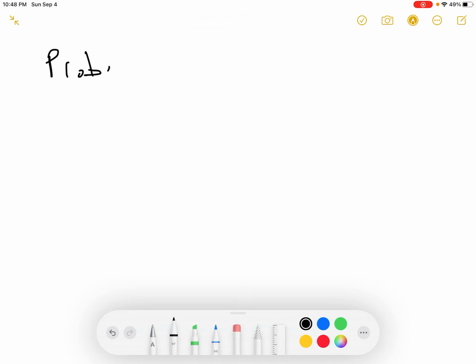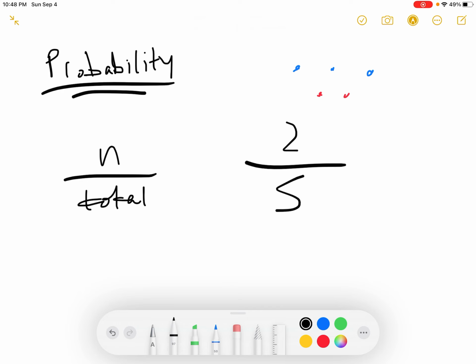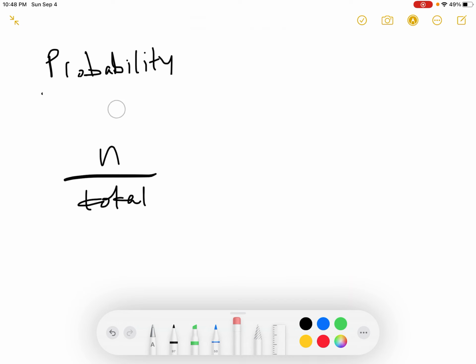So probability. Well, the probability that something could happen is number divided by total. So let's say there are 3 red marbles, 3 blue, 2 red. What's the probability that a red could be picked? Well, that's really just 2 out of 5. That's kind of simple. There's 5 total, 2 reds.